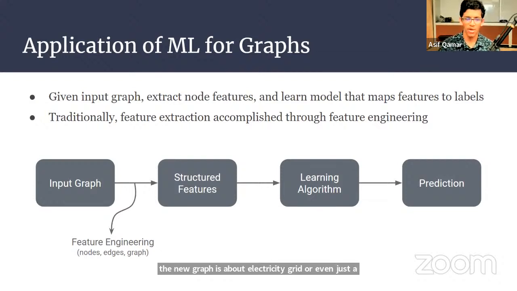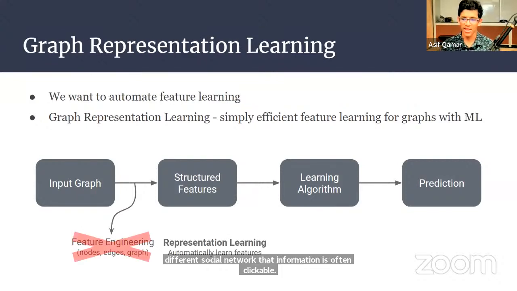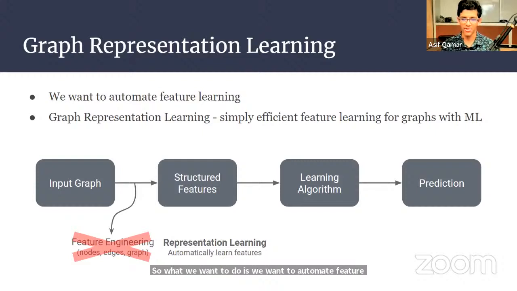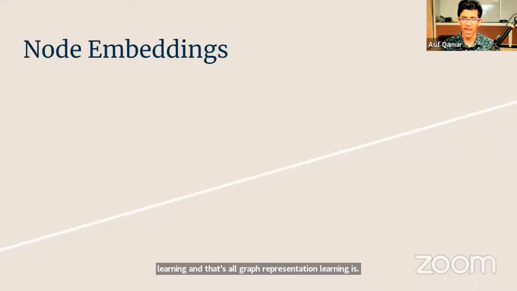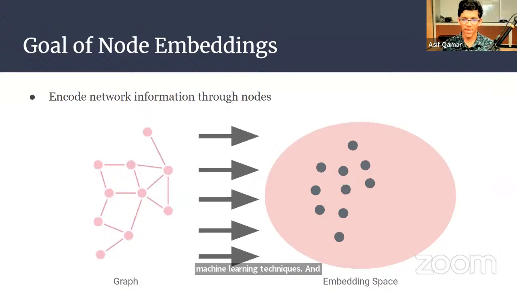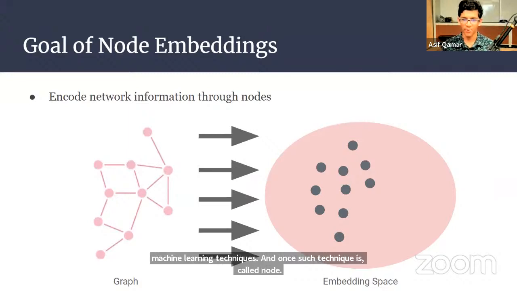So what we want to do is automate feature learning, and that's all graph representation learning is. It's simply efficient feature learning for graphs using machine learning techniques. One such technique is called node embeddings. The goal of node embeddings is to encode network information through nodes.